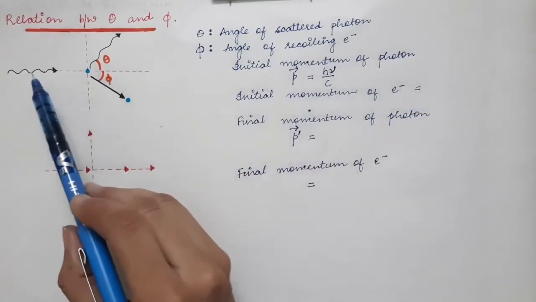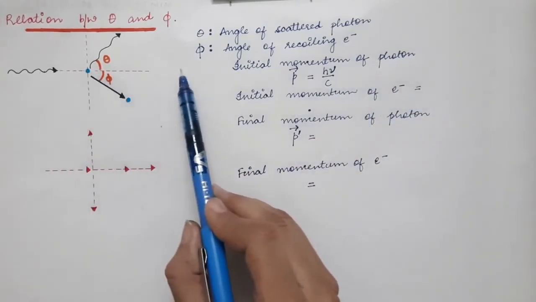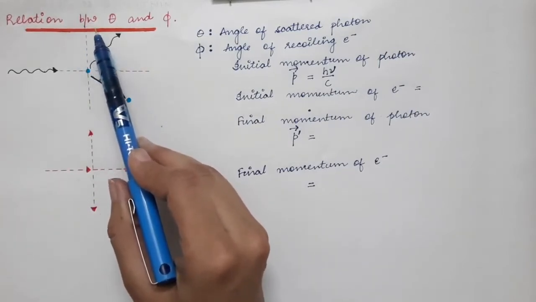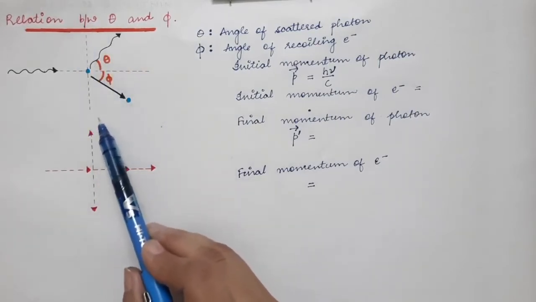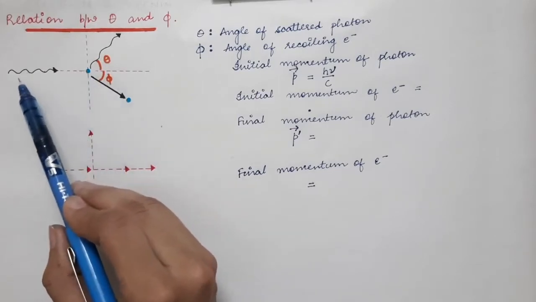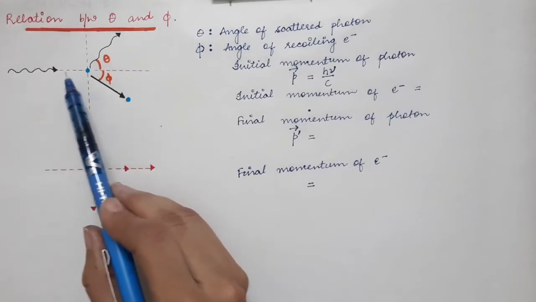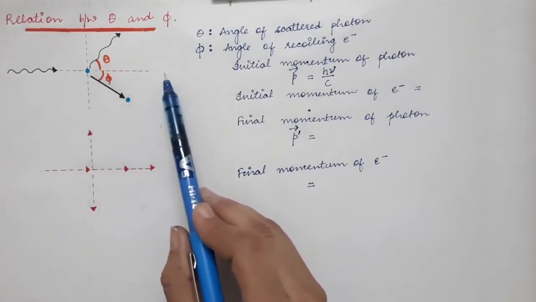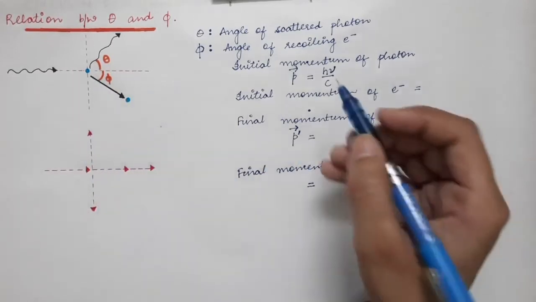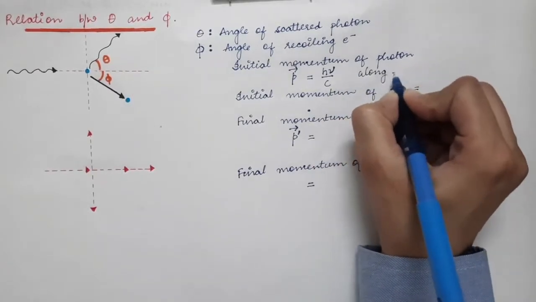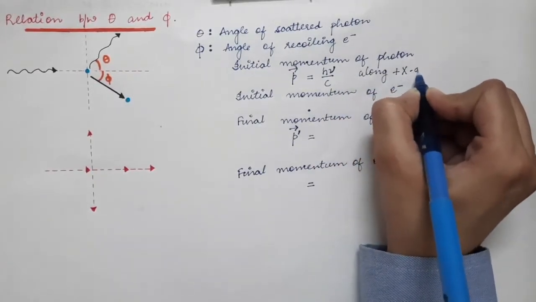So in this case, if I say this is the positive x-axis direction, this one will be the positive y-axis direction, this one the negative y-axis direction, and this one the negative x-axis direction. The photon is propagating along the positive x-axis, so the momentum will also be along plus x-axis.